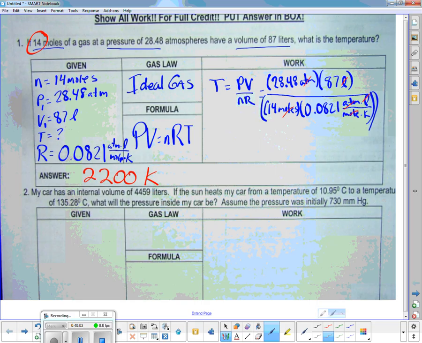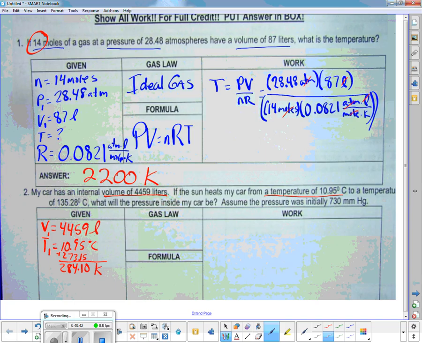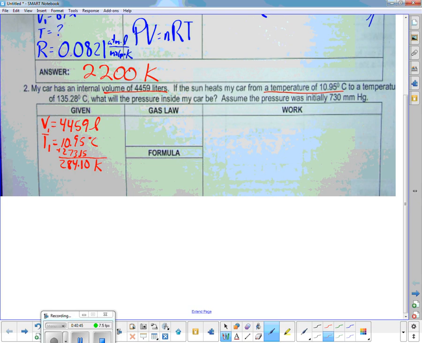Okay, so I'll help you pull this next one out, then you need to do your own. Here we go. My car has an internal volume, V1, of 4459 liters. If the sun heats up my car from a temperature, so T1 equals 10.95 degrees Celsius. Okay, I know right away I need to add to that 273.15. Because it has to be in Kelvin. Has to be in Kelvin.